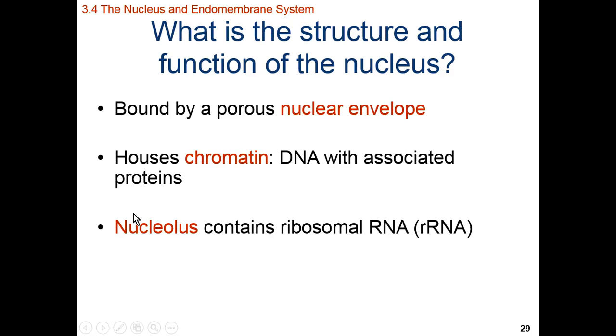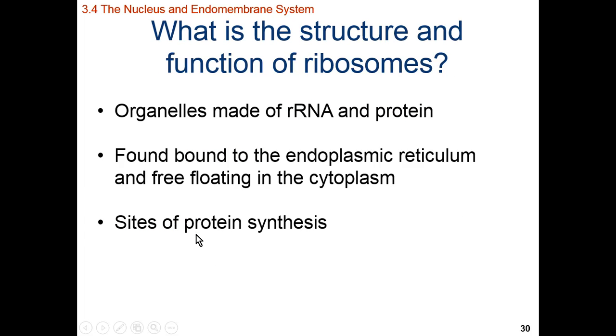And there's a region in the middle of the nucleus known as the nucleolus. This is a smaller subregion within the nucleus, and this subregion is going to be used to make ribosomes. It contains ribosomal RNA, rRNA. So we have the nucleus as a whole. It has a double membrane nuclear envelope. It has DNA wrapped around proteins called chromatin in it, and then there's a small region on the inside where we make ribosomes.